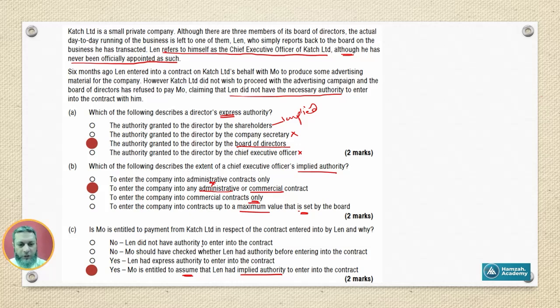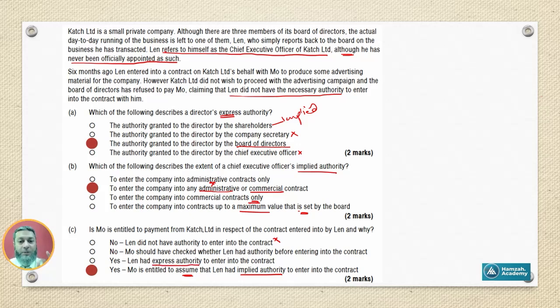No, Len did not have authority to enter into it. That's a very vague one. No reason is given. No. Mo should have checked whether Len had authority. No. As long as the outside party knows them to be a director, that is enough. Acquiring the details and checking the articles or minutes of board meeting, whether he has authority or not, is neither practical nor legally required. Yes, Len had express authority to enter.